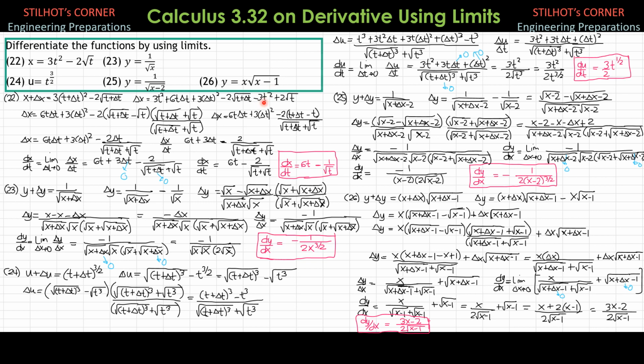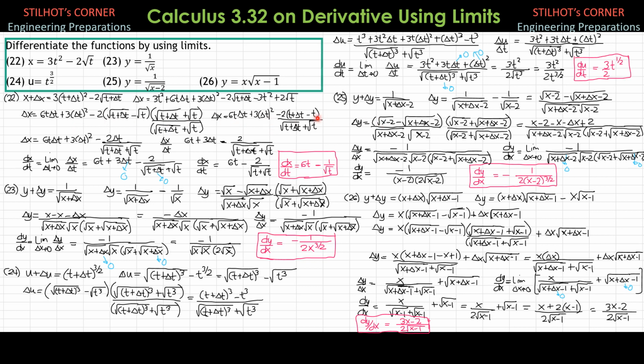So we can cancel 3t squared, then we'll have delta x equals 6t delta t plus 3 delta t squared, then common to negative 2 square root of t plus delta t and positive 2 square root of t is negative 2. So that's why you have square root of t plus delta t minus square root of t. And since this is a binomial radical, we have to multiply and divide by its conjugate. So that's the conjugate. Then delta x equals 6t delta t plus 3 delta t quantity squared.